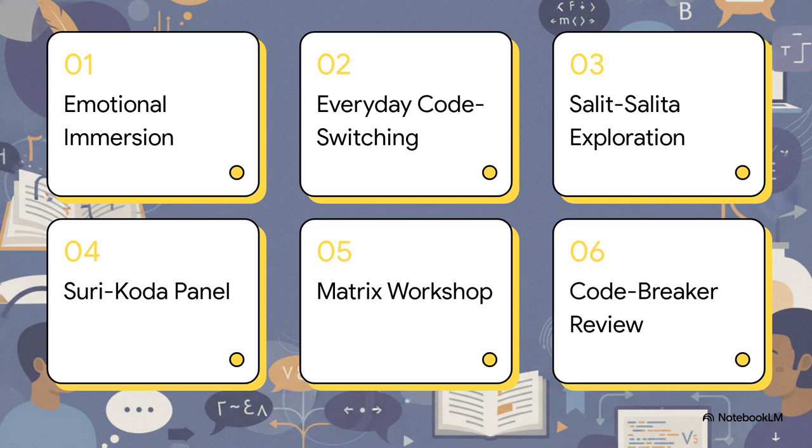Here is our roadmap for today. We've got 1. Emotional immersion and intentions. 2. Everyday code switching gamified. 3. The Salita exploration. 4. The City Coda Theorist panel. 5. The Code Switching Matrix workshop. And we'll wrap up with 6. Our Code Breaker interactive review.